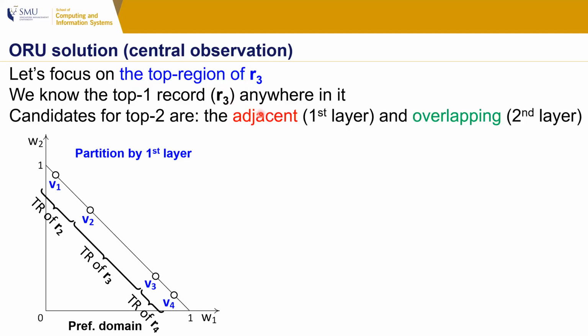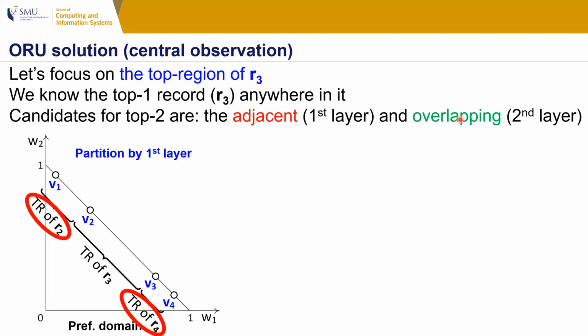Let's see what happens, however, with preference vectors in that top region of R3. Which records are possibly the top two, which may rank after R3? Well, these candidates come from two sets. Either those that are adjacent to R3 in the first layer. Here is my R3. This is the first layer partition. The adjacent ones are R2 and R4 in the first layer.